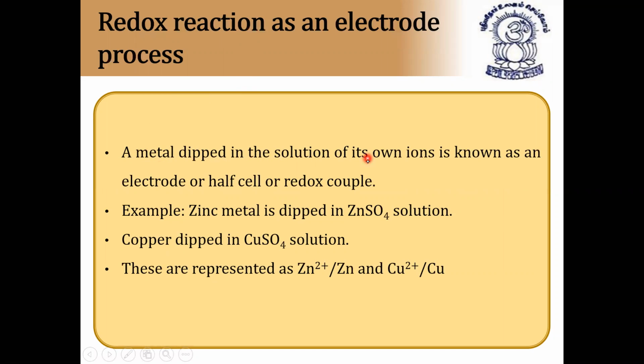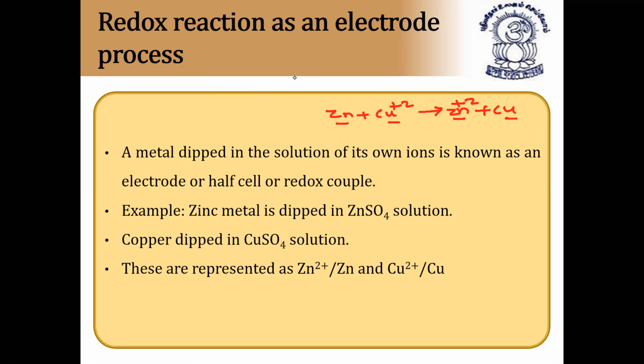A metal dipped in the solution of its own ions is known as electrode or half cell or redox couple. Example, zinc metal is dipped in zinc sulfate solution. Copper is dipped in copper sulfate solution. These are represented as zinc ions changes to zinc, copper ions changes to copper, because zinc can displace copper ions from its solution and itself oxidizes to become zinc ions. So here zinc is displacing copper ions to copper, whereas zinc is changed to zinc ions. So I hope it is clear. So this is also nothing but a redox reaction.